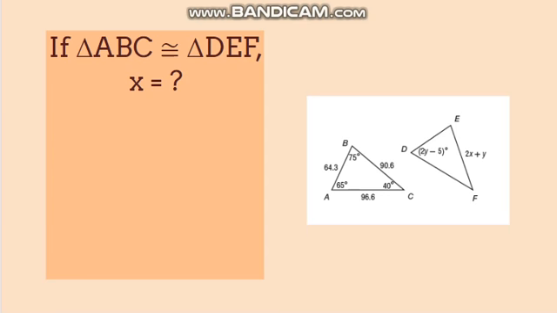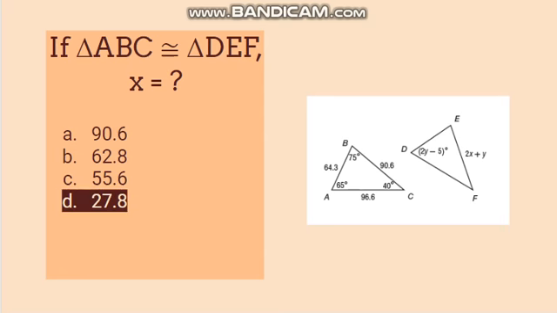And then to solve for x, we're going to plug in the value for y right here. We're going to do 2x plus 35. The corresponding side is going to end up being 90.6. We're going to set 90.6 equal to 2x plus 35. We're going to subtract 35 from both sides, divide both sides by 2, and we're going to end up with 27.8. And that's all we've got for 3.3.